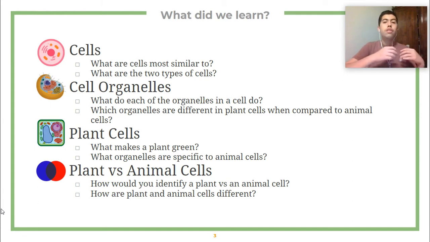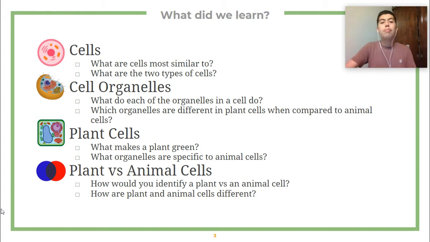So, first topic was cells. And some important questions that you should know are, what are cells most similar to? What are the two types of cells? And then next you learned about cell organelles. And some questions you need to know are, what do each of the organelles in a cell do? Which organelles are different in a plant cell when compared to an animal cell?